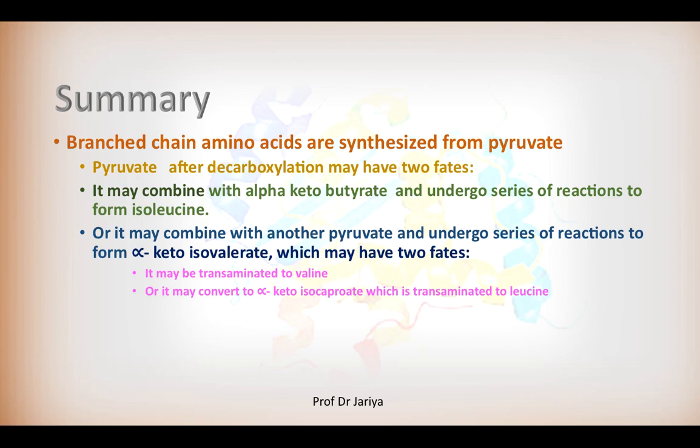Pyruvate after decarboxylation may combine with butyrate to form isoleucine through successive reactions, or it may combine with pyruvate to yield valine or leucine through subsequent reactions.